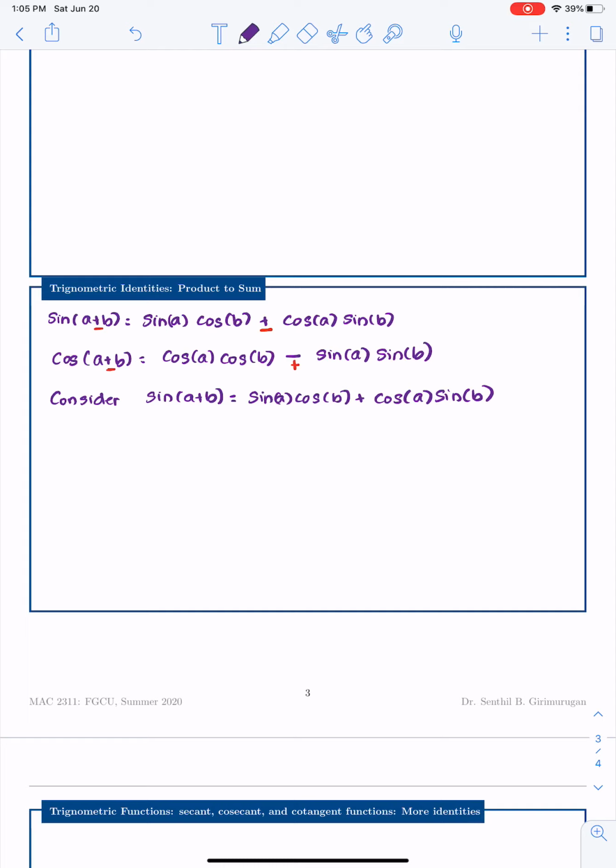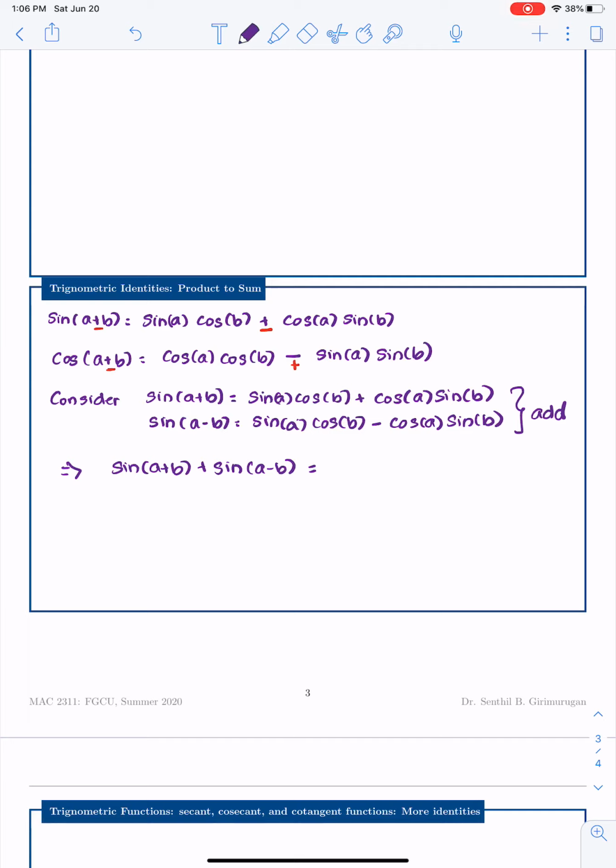So by definition, sine A plus B is sine A cosine B plus cosine A times sine B. So sine A minus B would simply equal sine A cosine B minus cosine A sine B. Now, if I add these two equations, I would have sine A plus B plus sine A minus B equals.